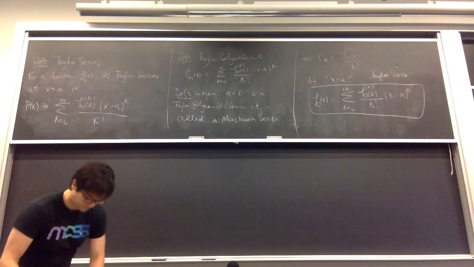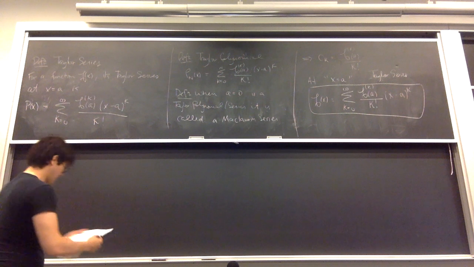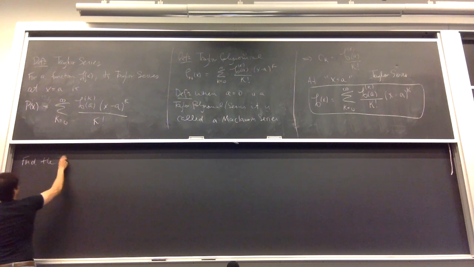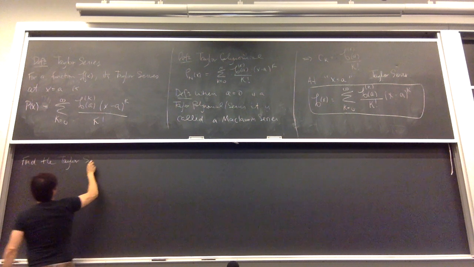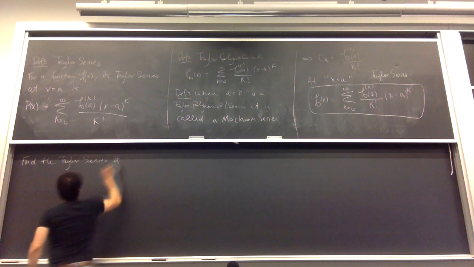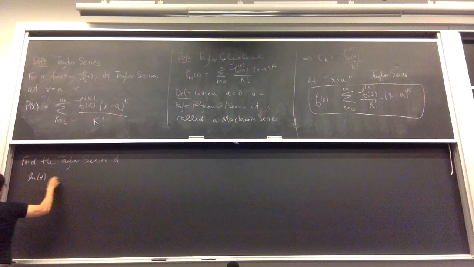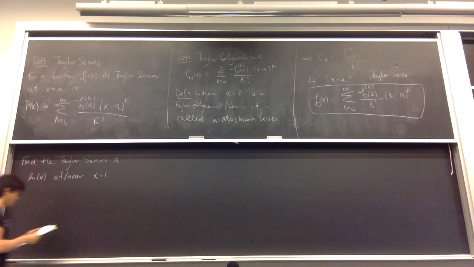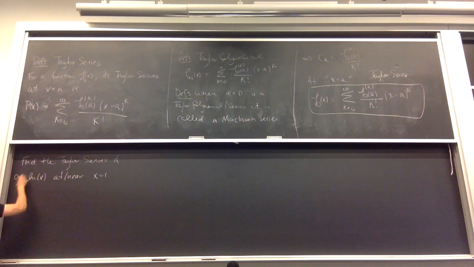Last example. Find the Taylor series of ln x at or near x equals 1. Okay, so what do we need to do here? Let's just call this g. We need to know what the kth derivative of g evaluated at 1 is. So let's first try to get the derivatives of g.